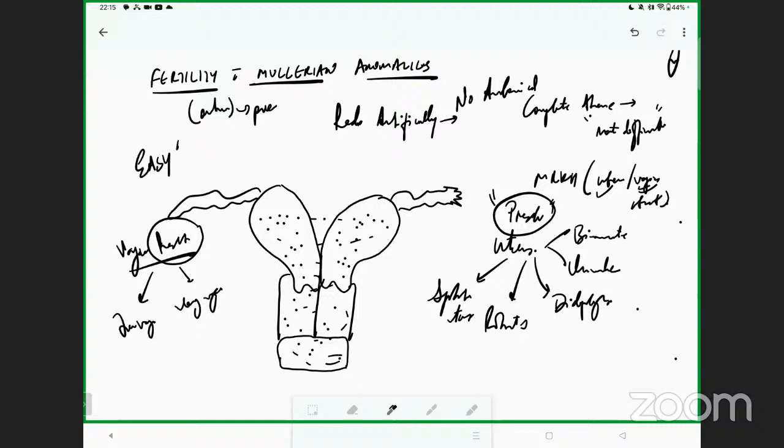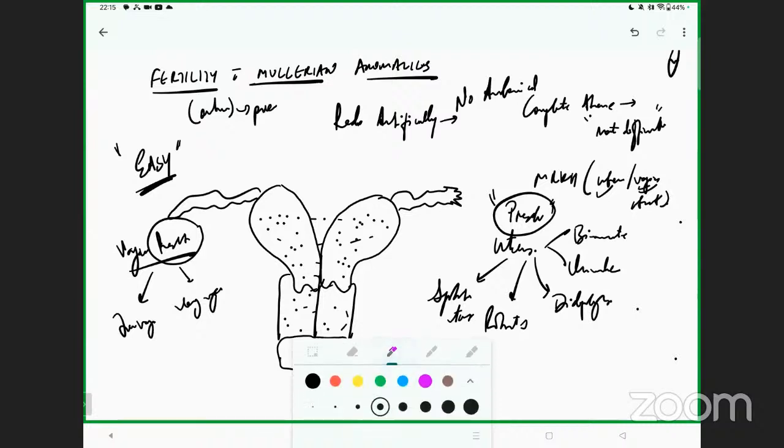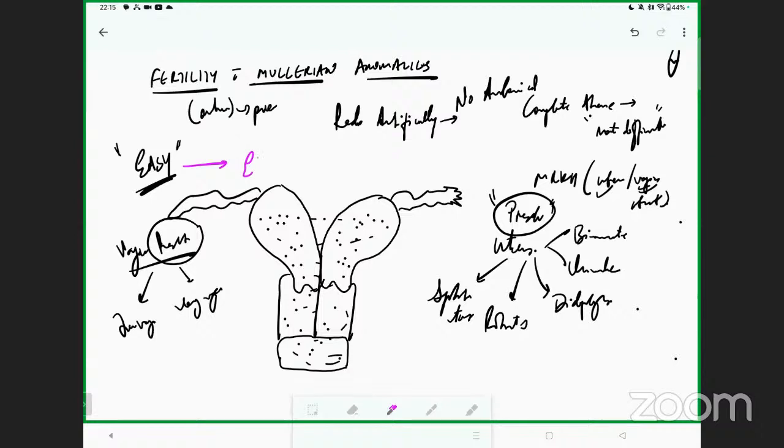Okay, these are going to be easy to treat as far as the Mullerian anomalies are concerned. The ease actually comes down to the expertise of the person who is treating it. It is not based on the anomaly itself; it is going to depend upon the expertise of the doctor who is actually treating this.